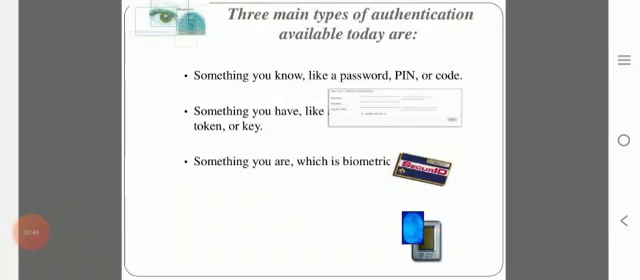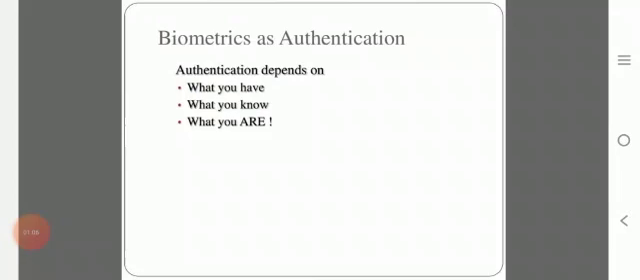Three main types of authentication available today: sometimes we have to give a password, PIN, or a code; sometimes something you have, like a token or a key; and something you are, which is a biometric. Authentication depends on what you have, what you know, and what you are.